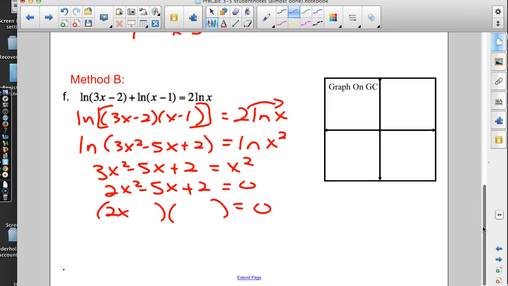With 2x squared, we know it's going to have to be a 2x and an x. And in the back, we have a plus 2, and in the middle, we need a negative 5. So they both have to be negative. It's just about placement, which one needs to go where. So with the 2x, do I put a minus 2 here, or do I put a minus 1?